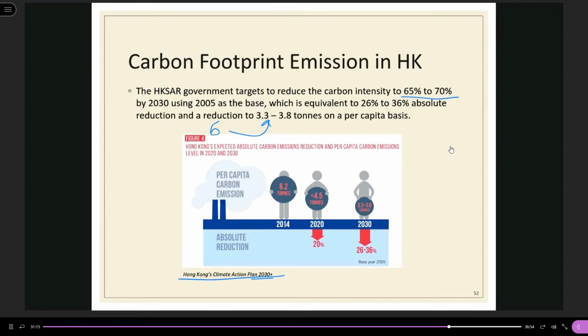So do you think it is achievable? I don't know whether we can achieve it. We have 10 more years. It's now already the year 2020. So 10 years later, can we reduce our carbon footprint to 3.3 to 3.8? I doubt it. I'm not sure.